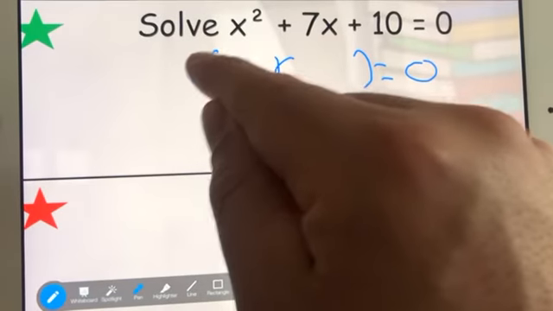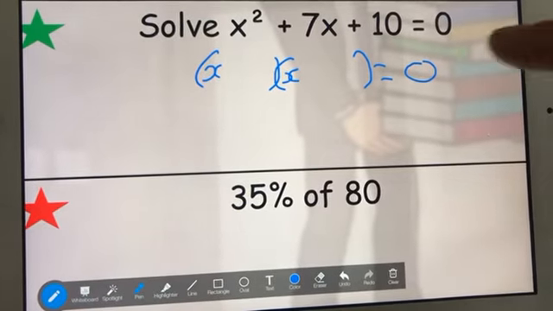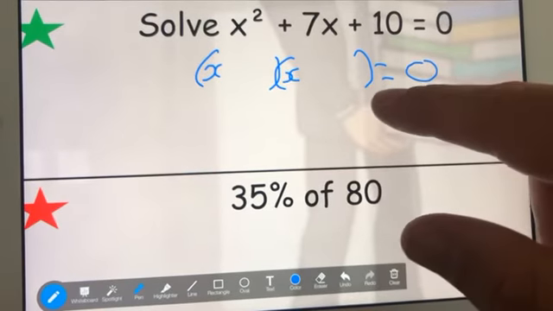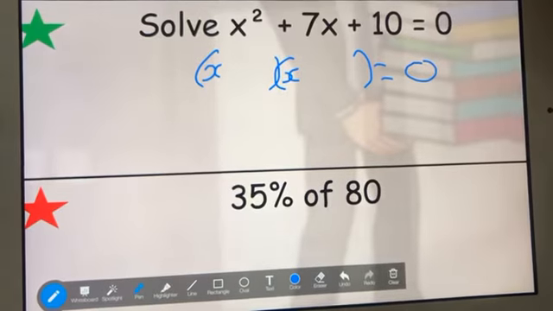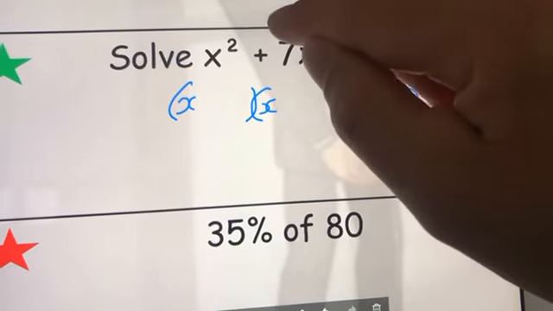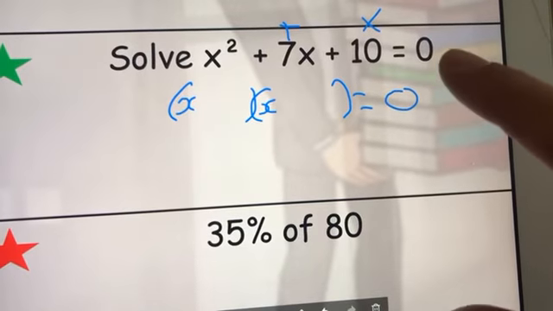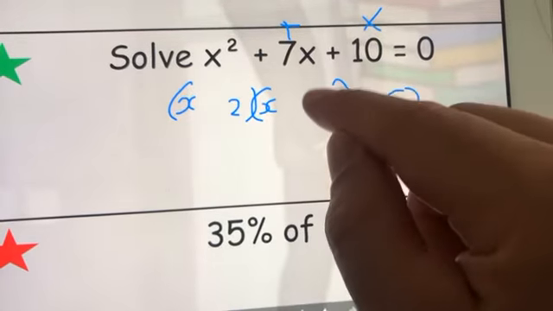I've got x and x on either side. I've got to find 2 numbers to fill this bracket, this double bracket. They've got to multiply to make positive 10, and they've got to add to make positive 7. So multiply and add. They've got to multiply to make 10, add to make 7. The only 2 I can think of are 2 and 5.